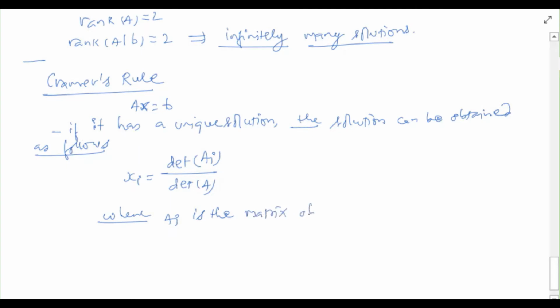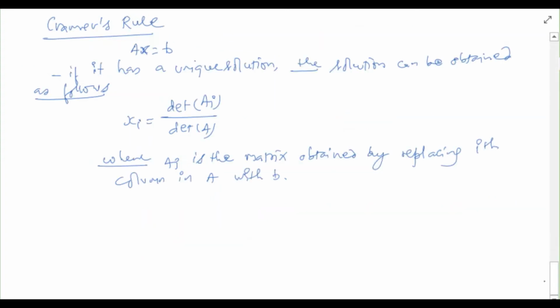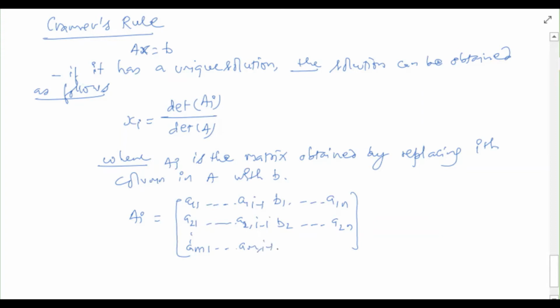That is, Ai is the following matrix. A11 dot dot dot A1,i minus 1, then I'll have B1, then dot dot dot A1n, A21 dot dot dot A2,i minus 1, B2, dot dot dot A2n, finally Am1 dot dot dot Am,i minus 1, Bm, dot dot dot Amn.